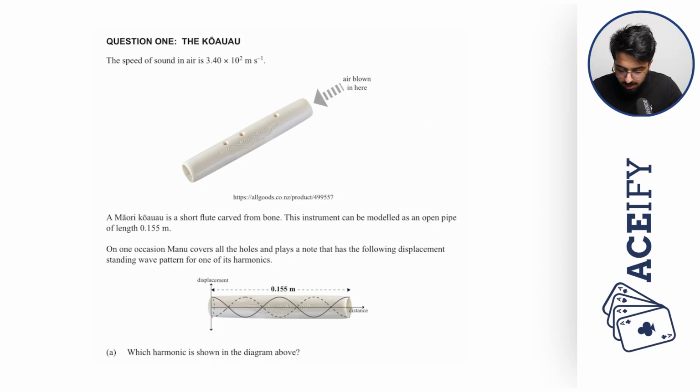Alright, so right here we have an instrument that can be modeled as an open pipe, and the length of the pipe is 0.155 meters. On one occasion, Manu covers all the holes and plays a note that has the following displacement standing wave pattern for one of its harmonics. Which harmonic is shown in the diagram above?